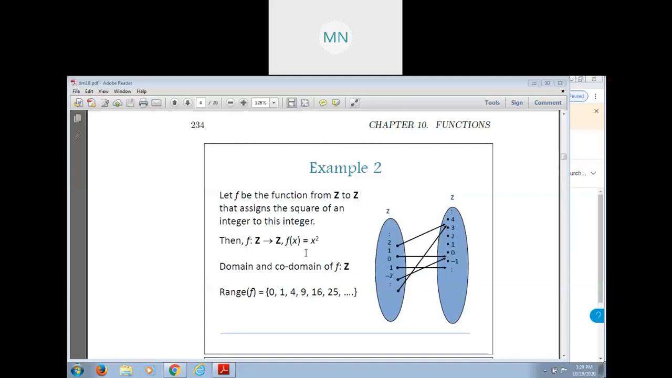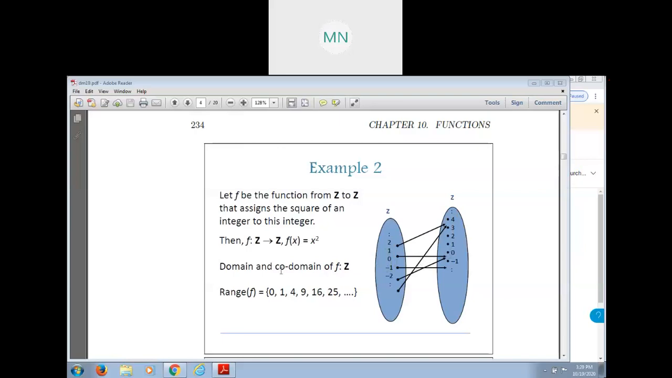2 square is 2 times 2, which equals 4. Therefore, the image of 2 is 4. 2 is related with 4. Similarly, if we consider x equals 1, then f of 1 will be 1 square, so it is 1. Similarly, for 0, it is 0.